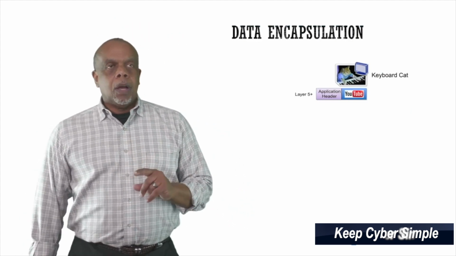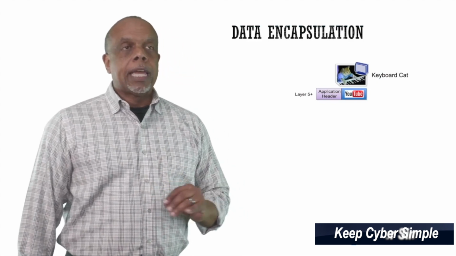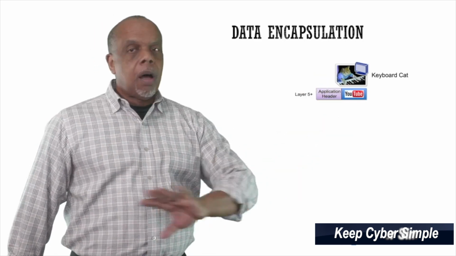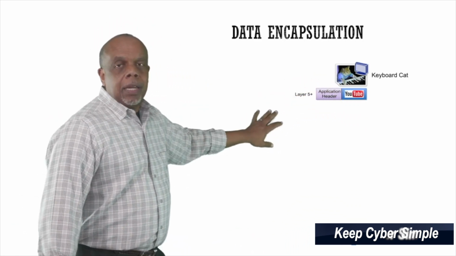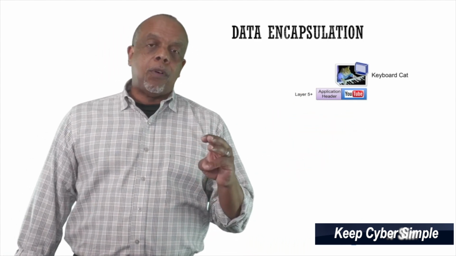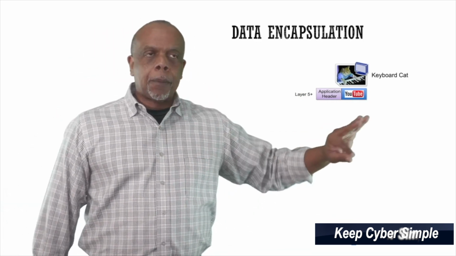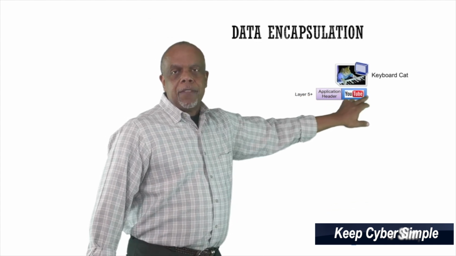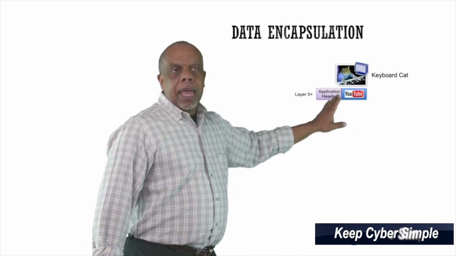Let's give you an example. Okay, here's Keyboard Cat. I can just never get enough of Keyboard Cat. So I want to send videos of Keyboard Cat to all my friends, all 2 of them. So at these upper layers, layers 5, 6, and 7, we put an application header. So here's my video. I encapsulate that video with an application header.